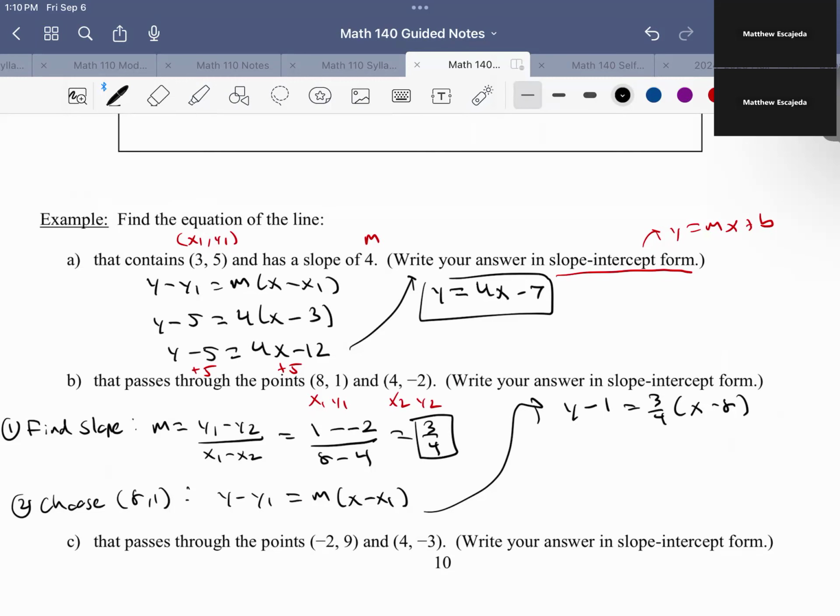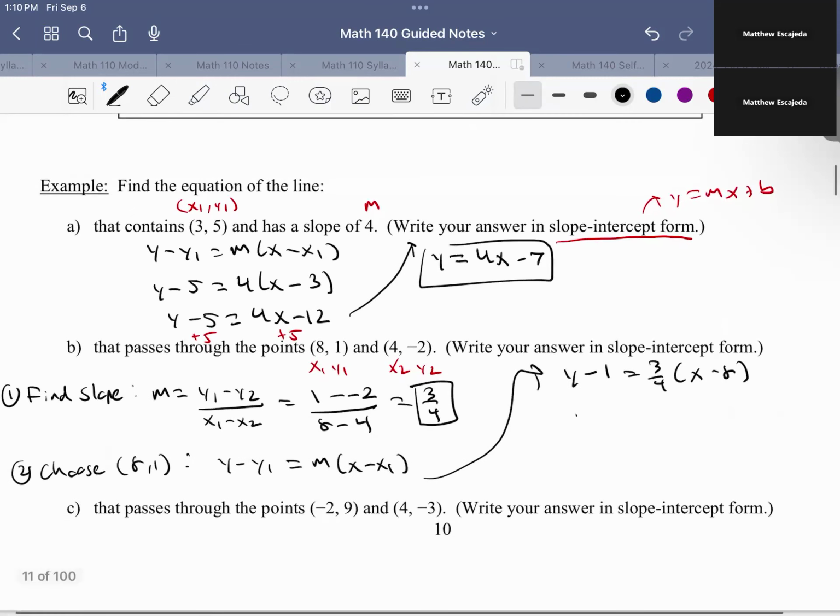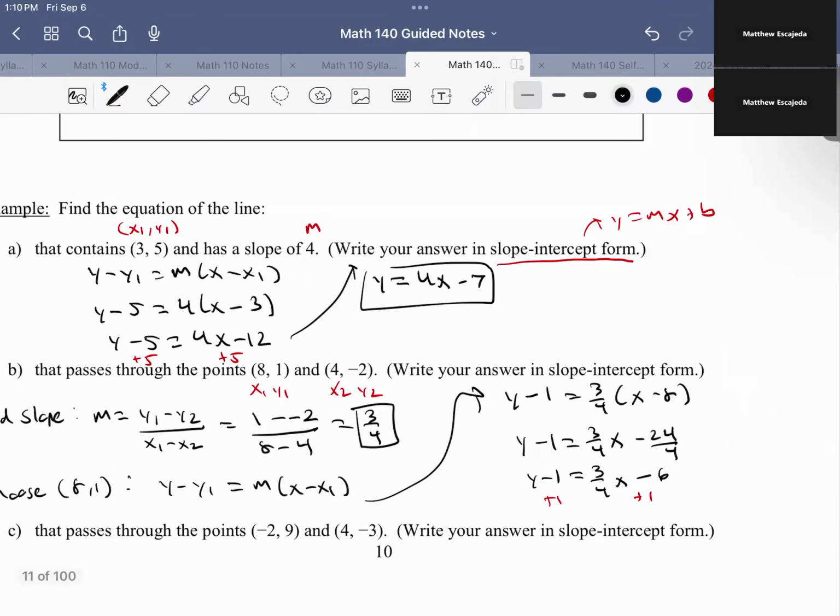Okay. And you get y minus 1 equals 3/4 x minus 24 over 4. And we could reduce this a bit, right? 24 divided by 4 is 6. And now I'm just going to add 1 to both sides. And I end up with y equals 3/4 x minus 5. Okay, so that's that example.